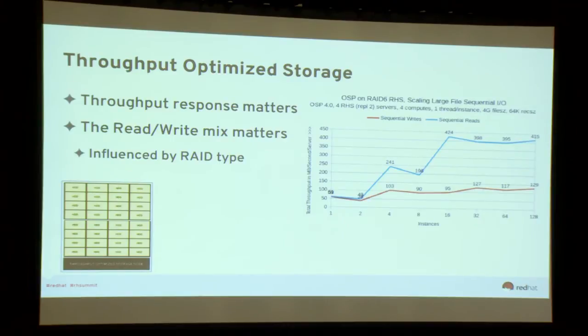Similarly, for the throughput optimized case, a similar calculation can be done. Again, this is just a graph of Red Hat storage throughput performance for sequential I/O workloads. On the previous slide, it was about random I/O. Here we do sequential I/O, and there you can see that there is a separate read and write. The read and the write throughput is completely different, and that's because it is influenced by the RAID type. So you might have to consider that, as well as the read-write mix of your workload, in calculating this.